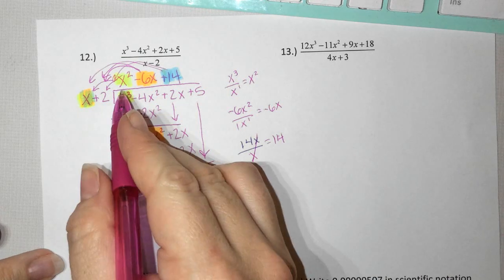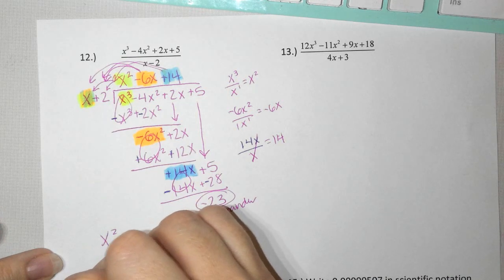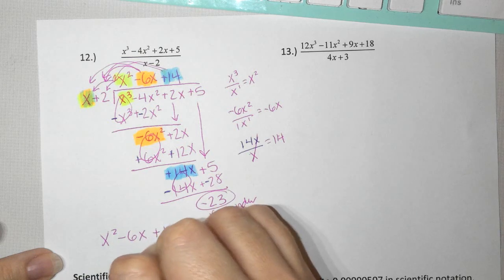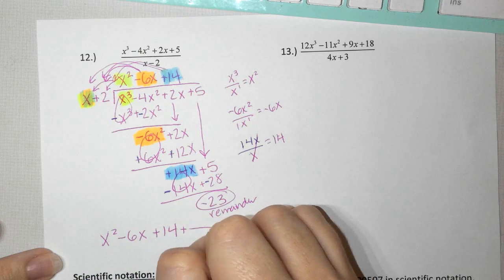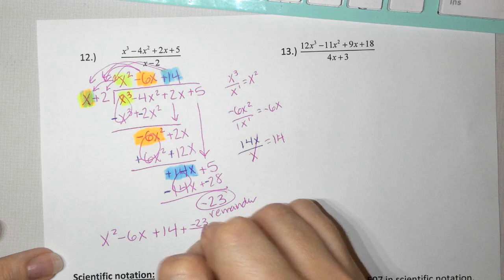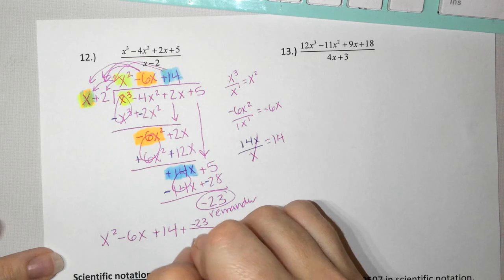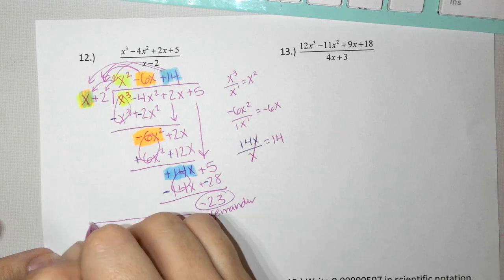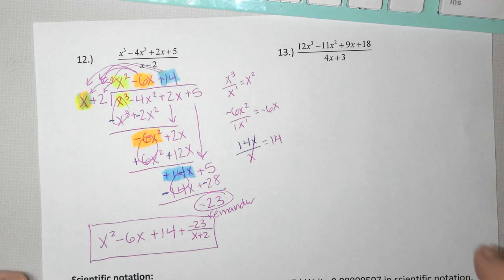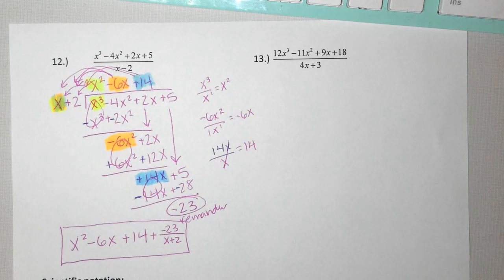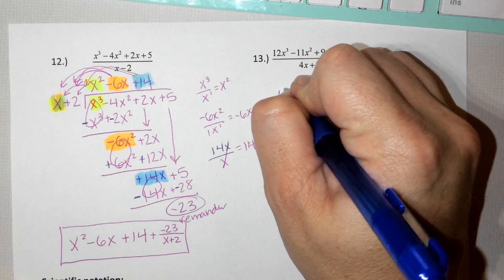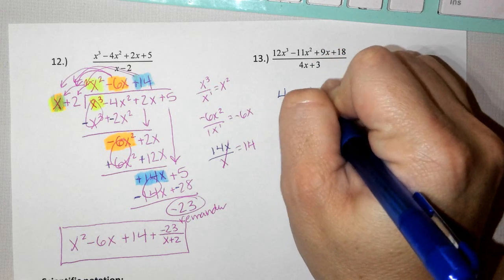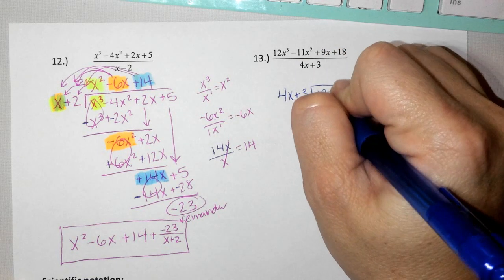So I have x squared minus 6x plus 14, put a plus sign with a fraction bar, negative 23 on top, remainder on top, what I divided by on bottom. Now let's look at the last dividing problem. Okay, so I'm going to put my bottom outside and my top inside.